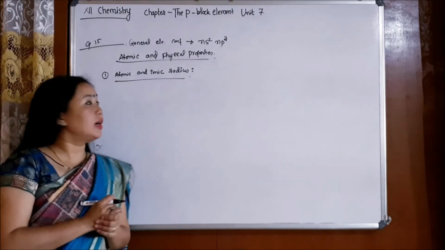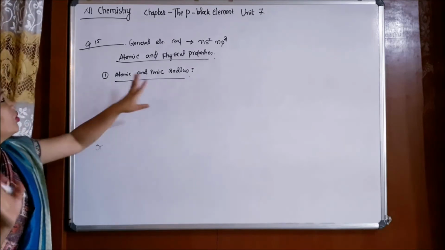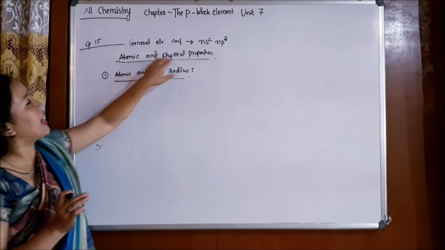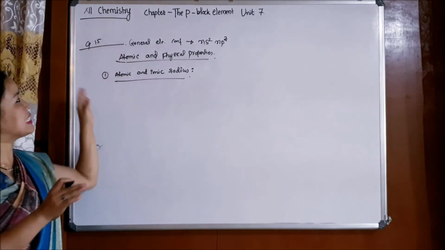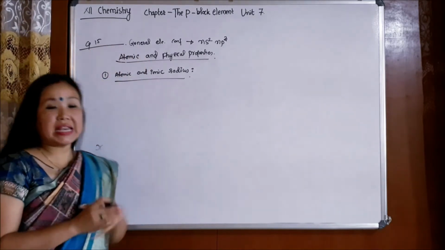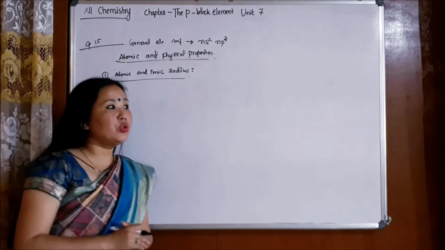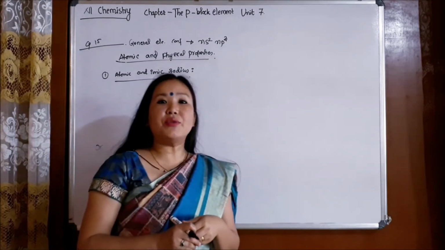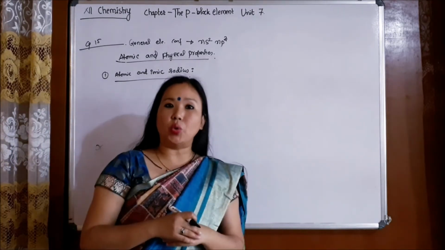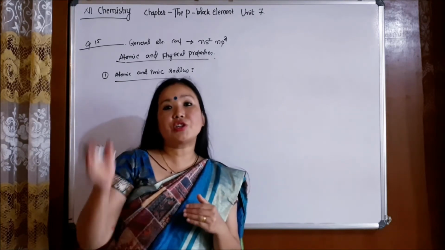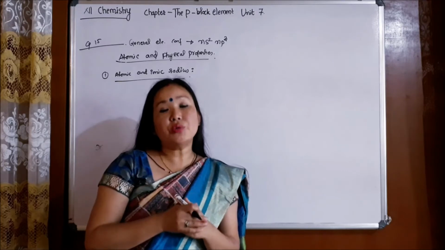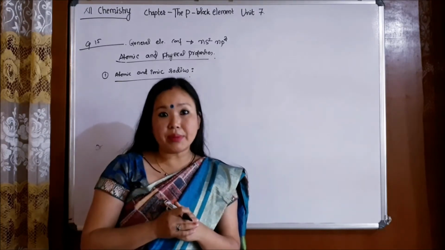Now we are going to discuss atomic and physical properties of group 15 elements. First we'll start with atomic and ionic radius. What will happen to the atomic radius and ionic radius of elements down the group? It increases. Why? Because of the addition of a new shell in each succeeding element, isn't it?